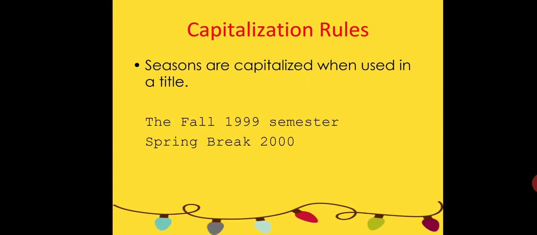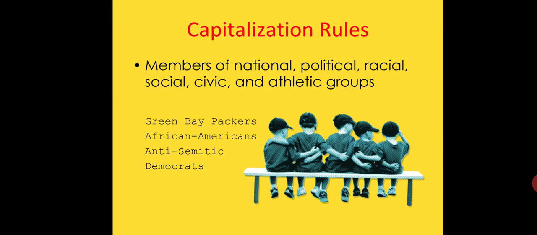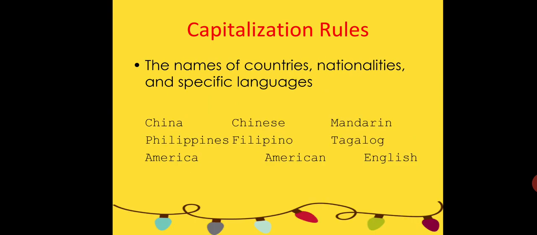Seasons are capitalized when used in a title. Again, only when used in a title. The Fall 1999 semester, Spring Break 2000. Members of national, political, racial, social, civic, and athletic groups such as Green Bay Packers, African Americans, anti-Semitic, and the Democrats. Now, the names of countries, nationalities, and specific languages. China, Chinese, Mandarin, Philippines, Filipino, Tagalog, America, American, and English.